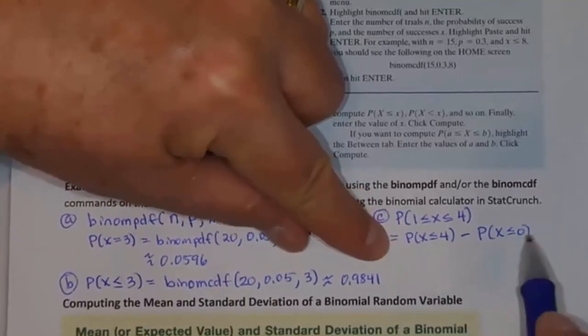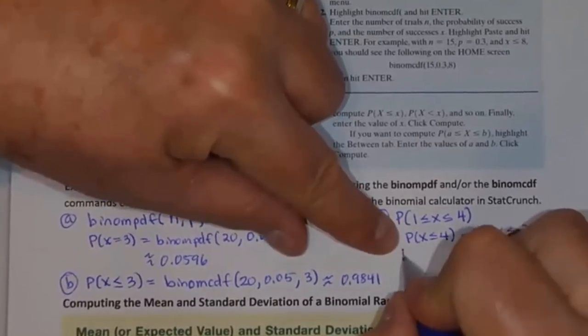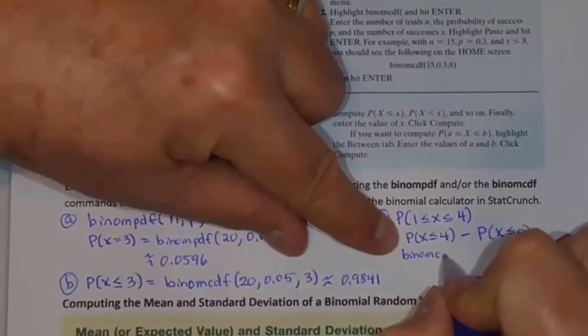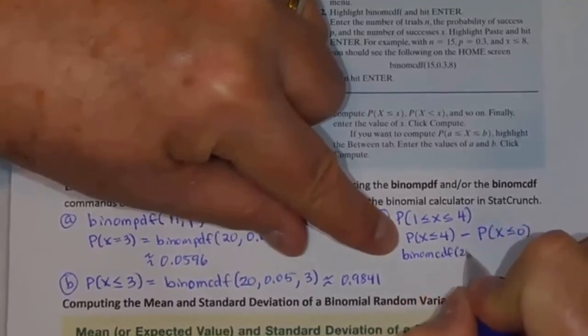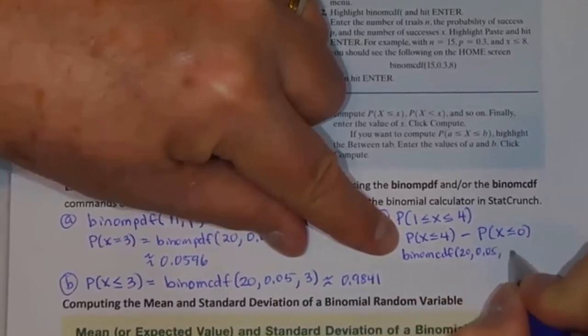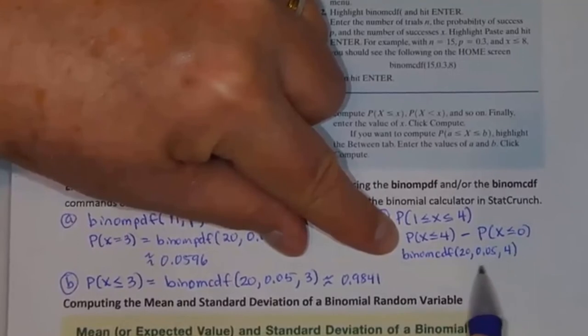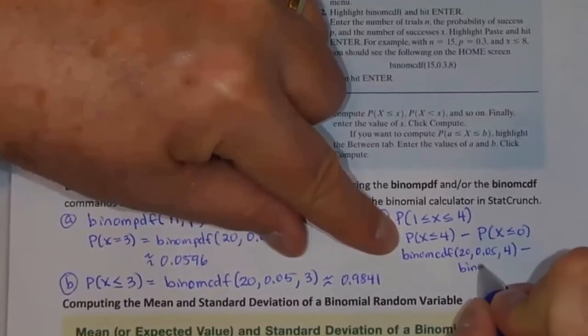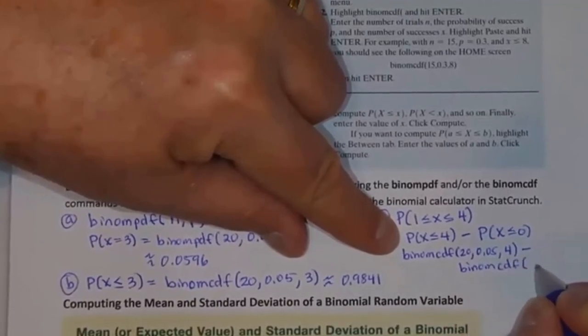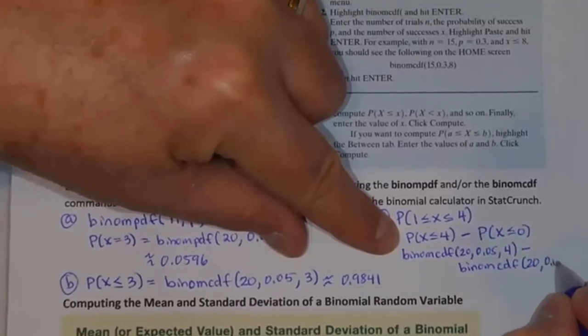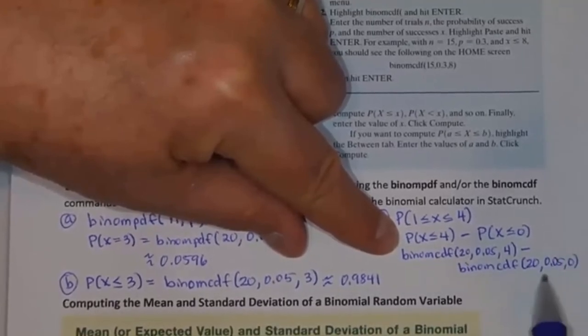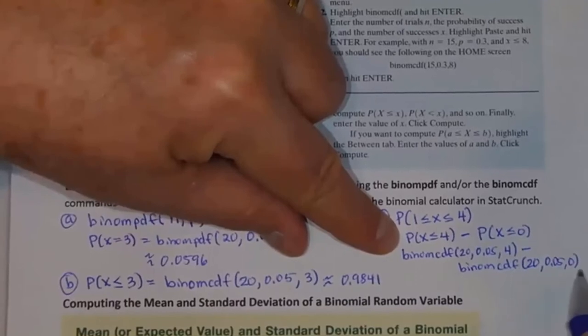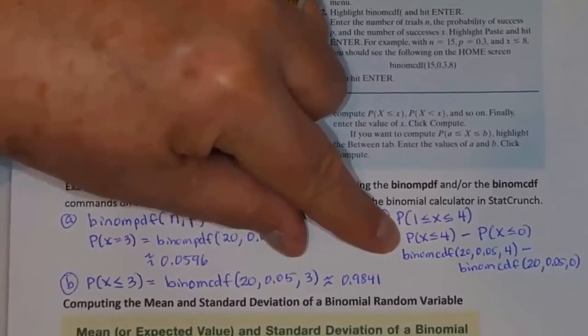Now, this is the simplest way of doing this. So for this, I could do Binomial CDF, and it would be 20, 0.05, 4. That would give me 4 or fewer successes. And then if I subtract off binom CDF, and if I do 20, 0.05, 0, that'll give me the probability of 0 successes. And if I subtract those two things, then that will give me the probability of 1 to 4 successes.